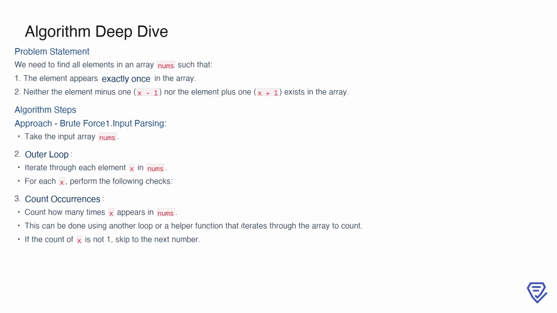For each element, we check its frequency by counting how many times it appears in the array. If the count is not equal to 1, we can skip further checks for that element, as it does not meet the criteria. This is the first step toward identifying lonely numbers.